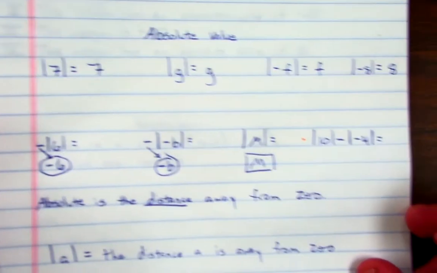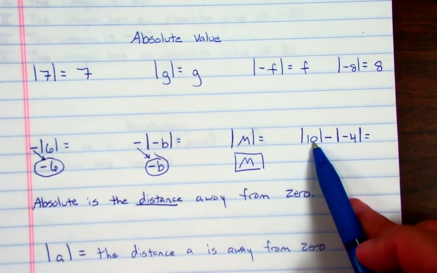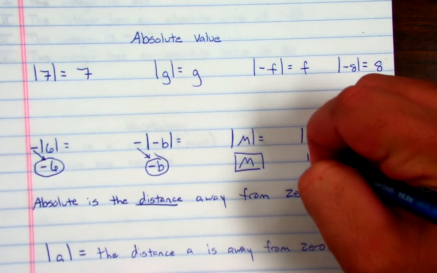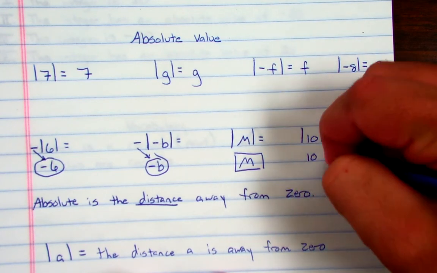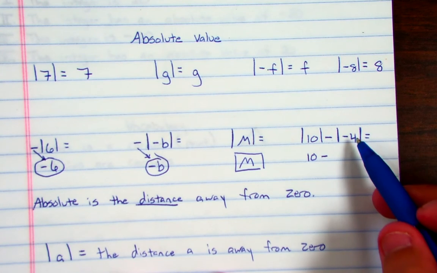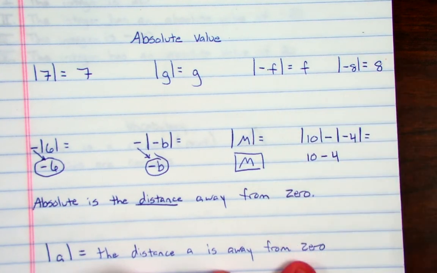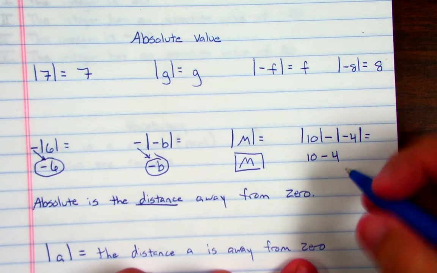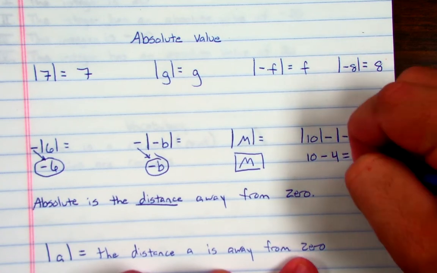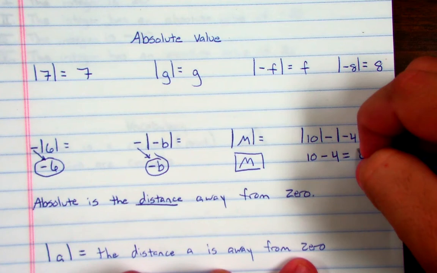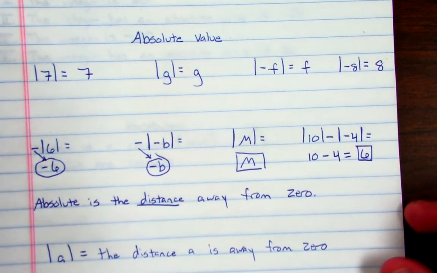Now we're going to break this one up a little bit. The absolute value of 10 is 10. Bring down the minus sign. The absolute value of negative 4 is 4. Now do the math. 10 minus 4 is 6. That's it. That's absolute value.